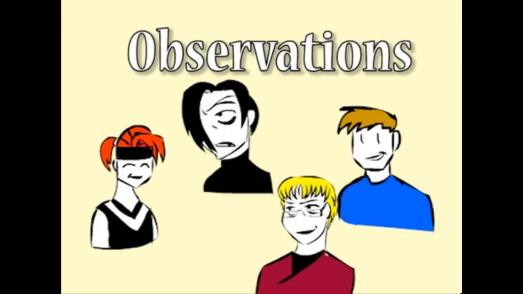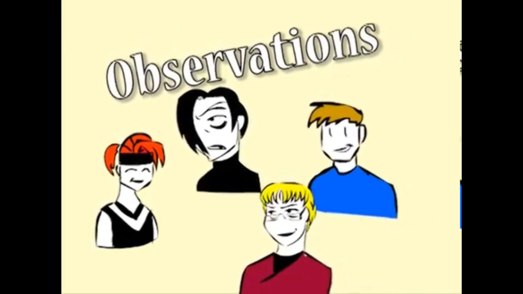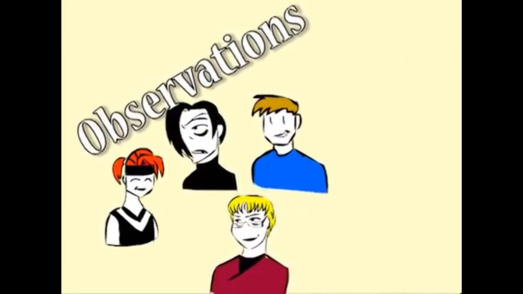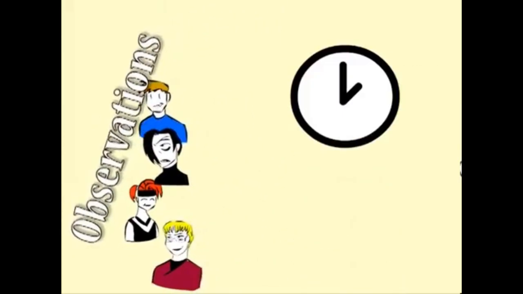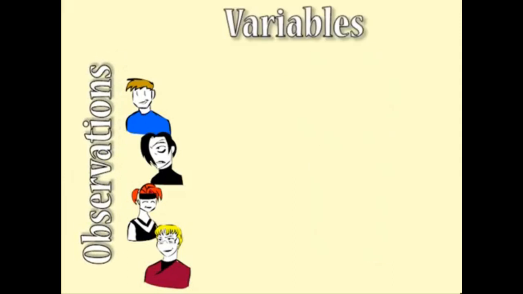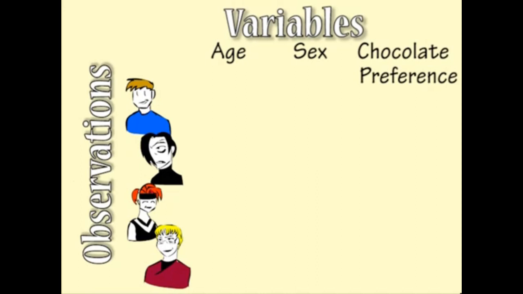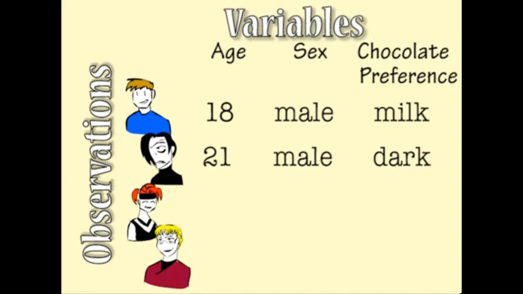If we are interested in how people respond, then each observation will be a person. Or an observation could be a business, or a product, or a period in time, such as a week. Variables record the measurements we are interested in. Age, sex, and chocolate preference can all be stored as variables. For each observation, we record a score or value for each of the variables.